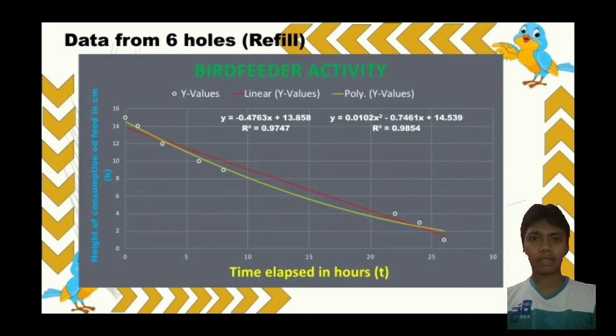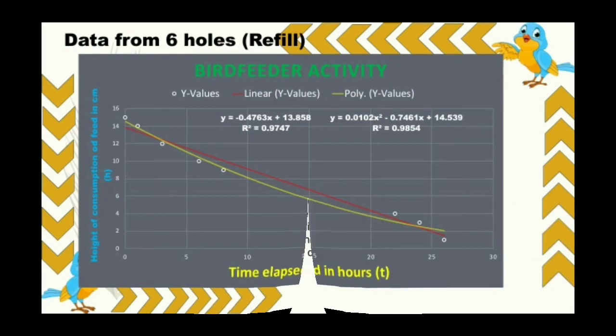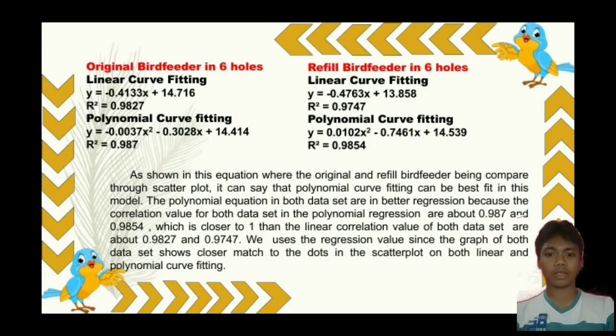In the data from the 6 holes in the refilled bird feeder, the linear values and polynomial values are decreasing. Also, they have a gap between the linear values and polynomial values. The y-intercept is present in this scatter plot data. This is the model for the bird feeder with 6 holes.